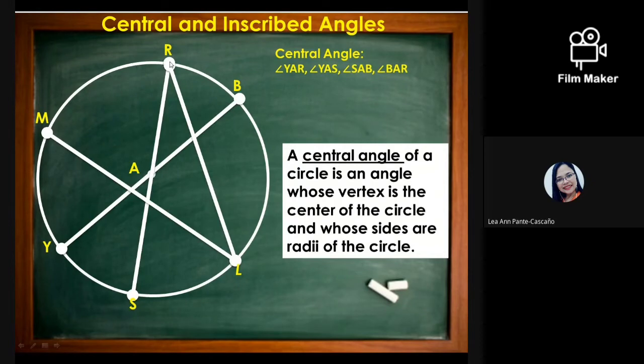YAR. Tingnan nga natin kung yung ating middle letter is the center of a circle. The center of a circle is A. So, kung meron tayong YAR, that is central angle. Meron daw pong YAS, that is also central angle. Meron din daw pong angle SAB. Meron din tayong angle BAR. So that is a central angle. So for this figure, meron tayong 4 central angles.